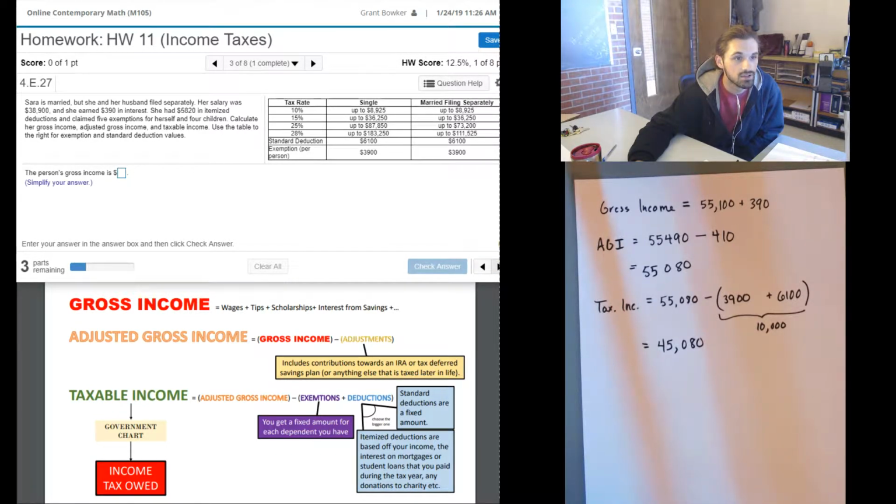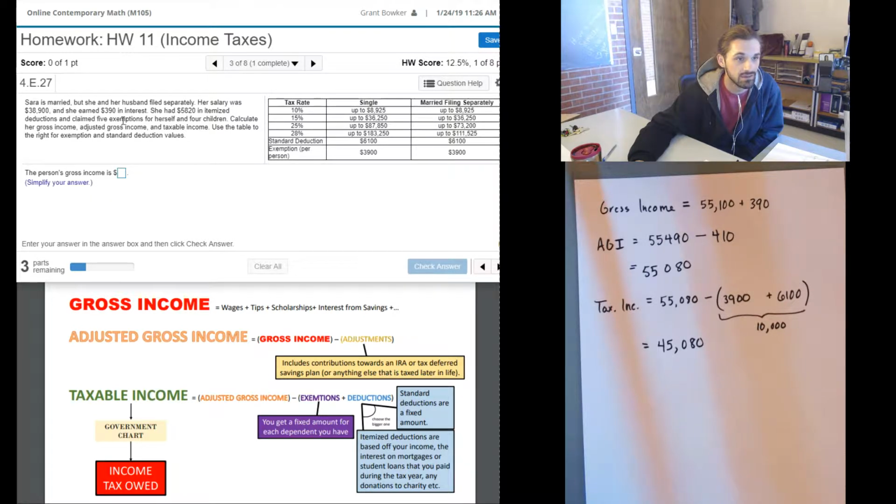For this one, keep in mind Sarah is married. They're filing separately, so you'll want to use the married filing separately column when you do your exemptions and deductions. It looks like they're the same, but get used to using the separate column for the separate scenarios. She had $5,280 in itemized deductions. Okay, so similar song and dance for this one.